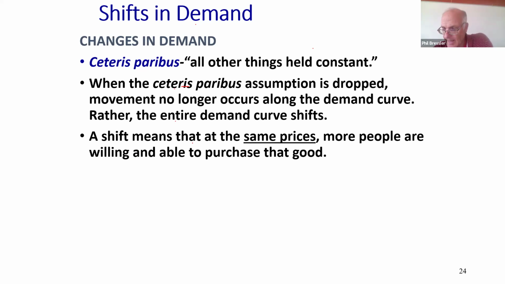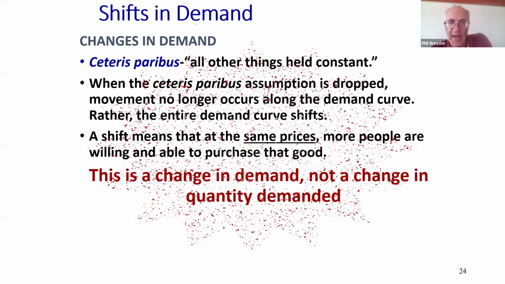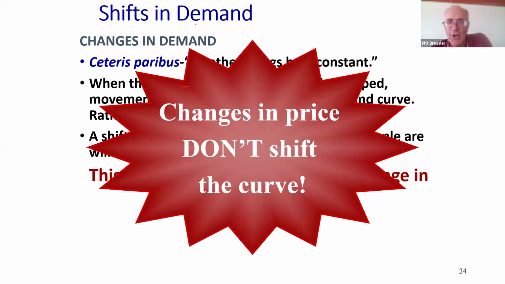So at $3, if 5 people used to be able to purchase the good, now if there's a shifter, 8 people will be able to purchase the good. When a curve shifts, we say it's a change in demand, an increase in demand, a shift of demand, not a change in quantity demanded. And I'll explain that more as we get to it. Price doesn't shift the curve.